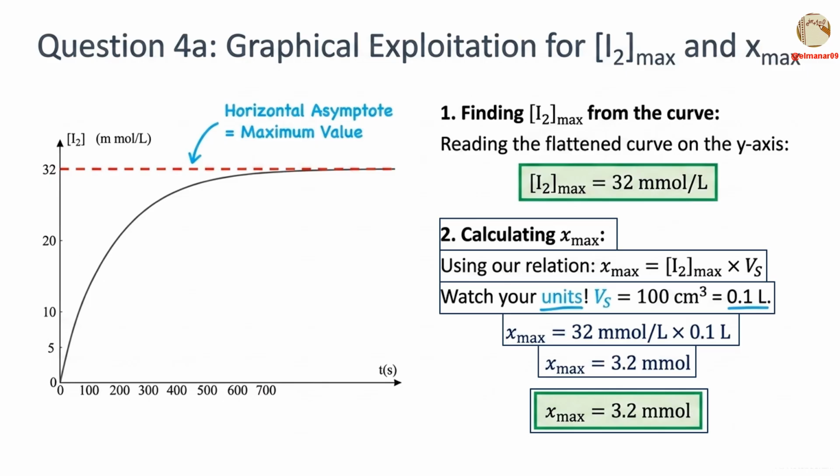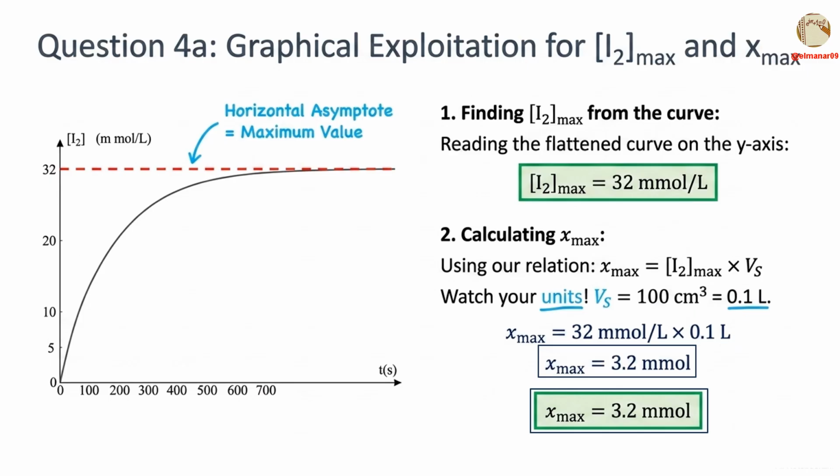But we want X max. Using our brilliant relation from the previous step, X equals I2 times Vs, we can calculate it. Just be careful with your units, scientists. Vs equals 100 centimeter cubed, which is the same as 0.1 liters. So X max equals 32 millimoles per liter times 0.1 liter, which gives us 3.2 millimoles. We've just translated a visual graph into a precise chemical quantity. Keep up this amazing momentum.